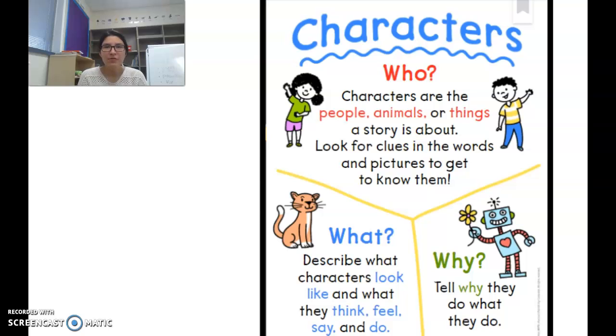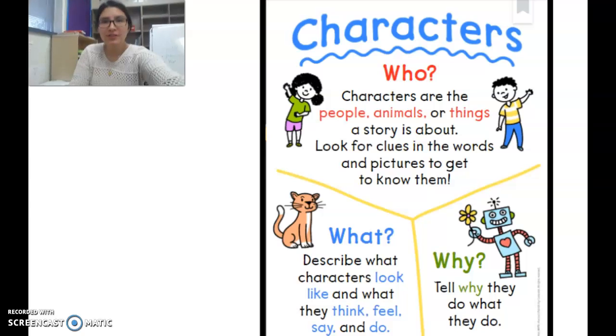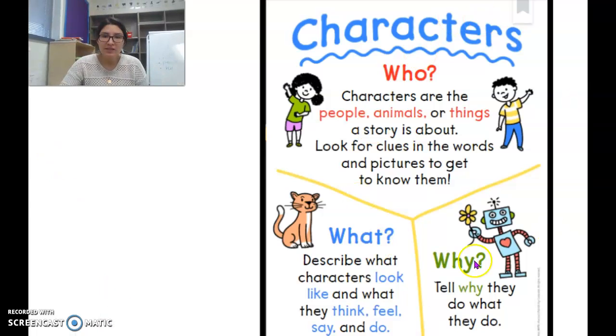Hi there. For our first review video, we are going to go over characters and setting. We'll talk about what a character is and the character traits. So first, characters. We've seen this poster before, so we're just going to review it and then go over our character traits poster.